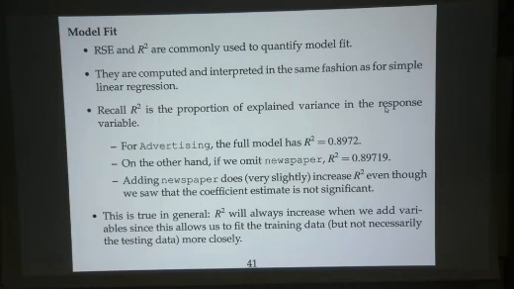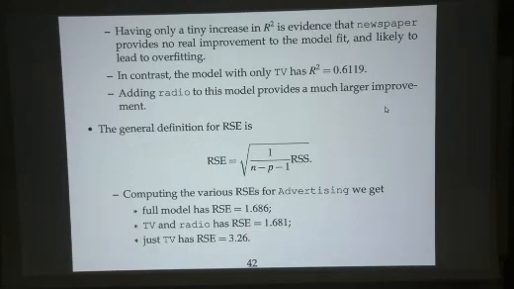When you add variables, the R square actually increases. But you can decide which variables are important by looking at how much the R square increases. So having only a tiny increase in R square is evidence that newspaper provides no improvement on the model fit.